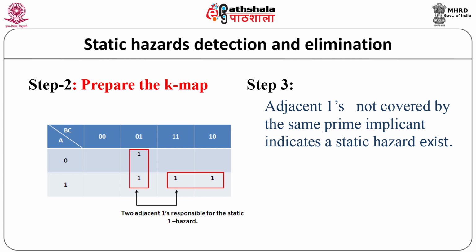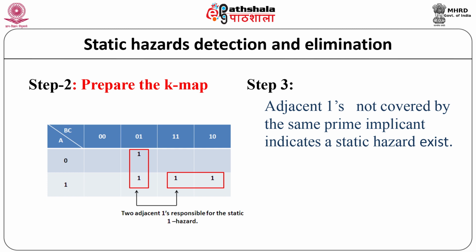As we look at the expression, it is a Boolean expression of 3 variables. So, we need to prepare a K map of 3 variables, and the product terms are mapped on the K map as shown here. Two adjacent ones are identified which are responsible for static 1 hazard.